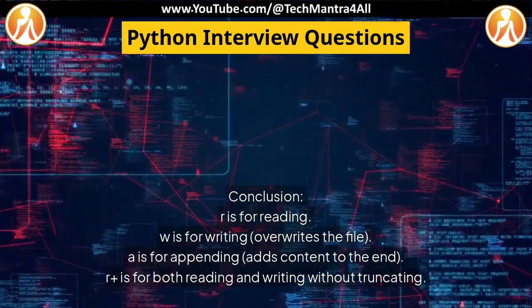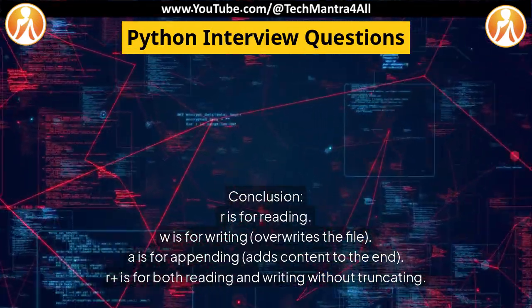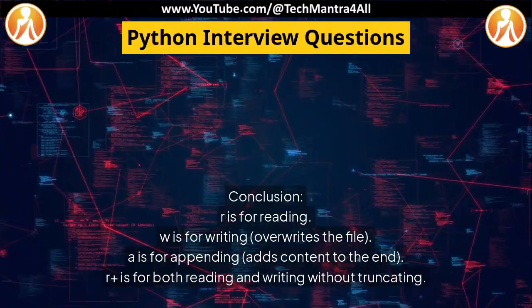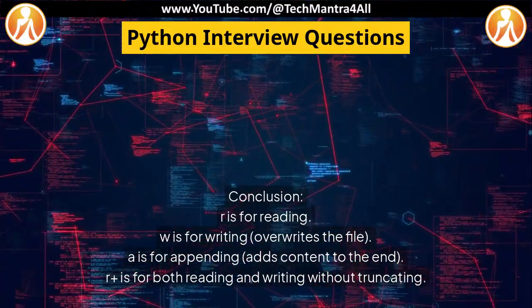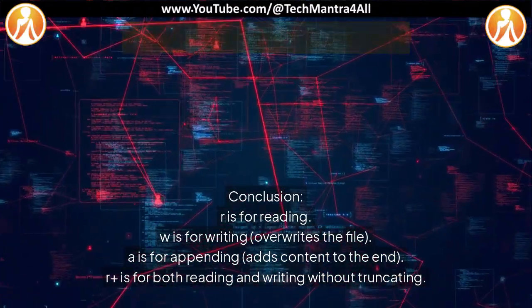Conclusion. r is for reading. w is for writing, overwrites the file. a is for appending, adds content to the end. r+ is for both reading and writing without truncating.